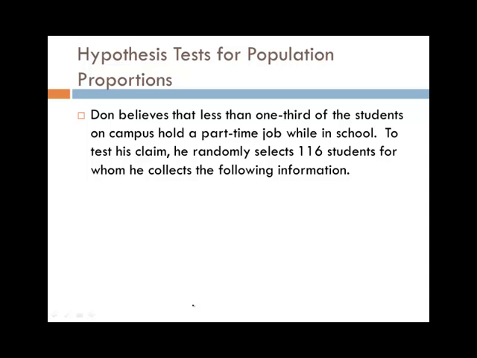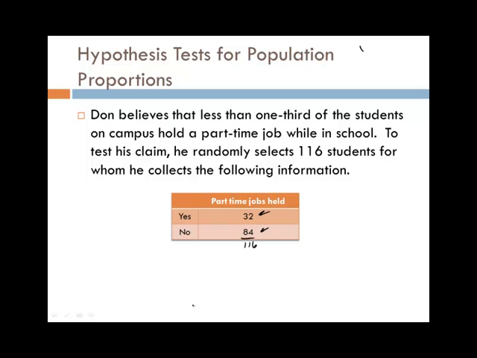Dawn believes that less than 1/3 of the students on campus hold a part-time job while in school. To test this claim, he randomly selects 116 students for whom he collects the following information. 32 for yes, in other words, yes, they hold a part-time job, and 84, those should add up to 116. So what is our number of successes? That's right, it's 32. What is the number of people polled? 116.